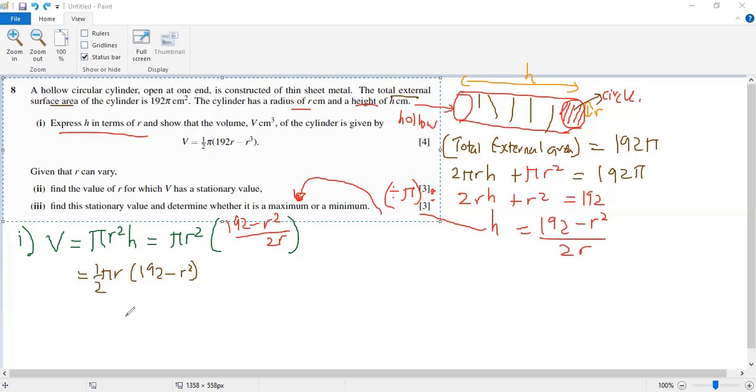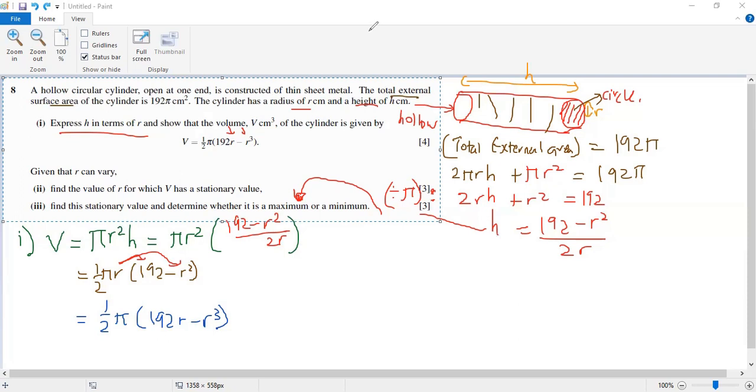So it's slowly taking shape. Always compare with the given one. You can see that the r is inside, which means we need to multiply this back inside. And therefore we get the answer to prove: half pi on the outside. Try to copy the exact form, the way they write it. So 192r minus r cubed. So this part is done. That's how we prove it. That's it for the first part.